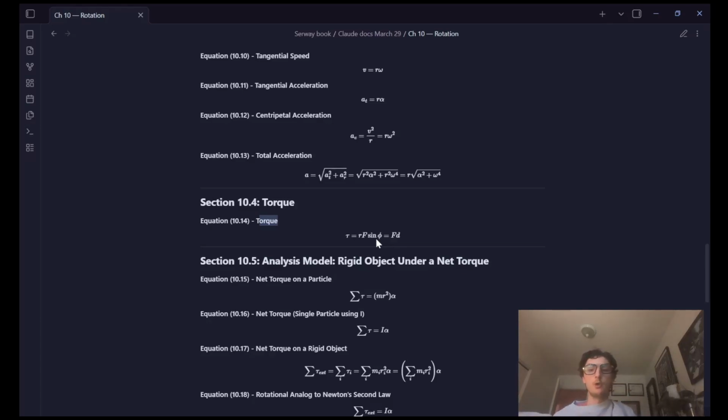Also for torque, remember right-hand rule. So point your thumb in the direction of R. Point your pointer finger in the direction of F. And this middle finger is going to point in the direction of the torque. So if I push this wrench this way, the torque is going to be pointing in this way. If I push outwards, or if I push this way, the torque is going to be pointing that way.